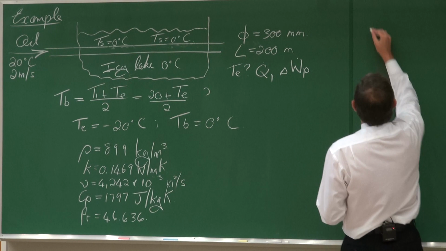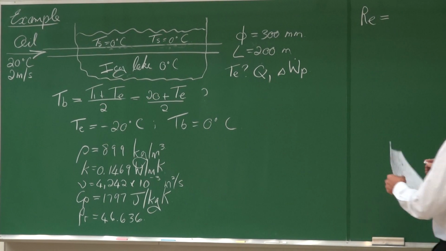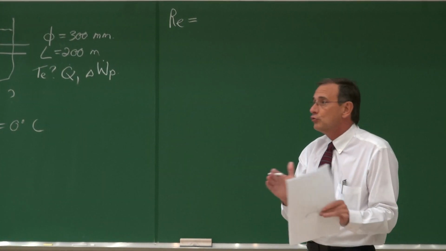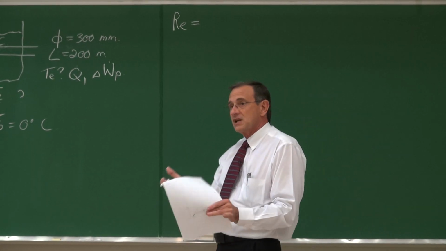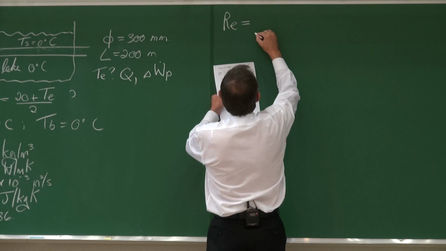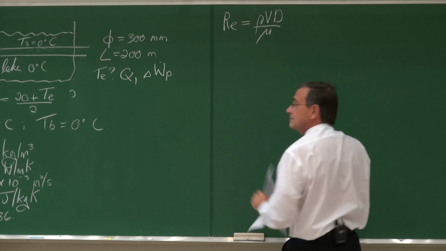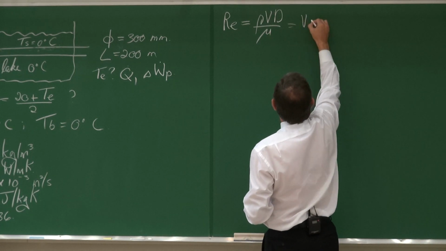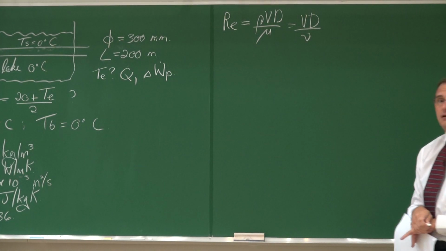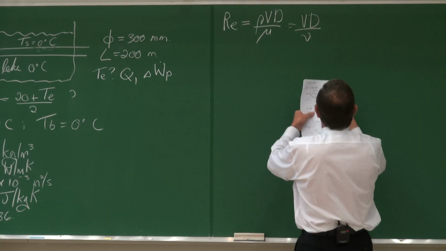Right, so let's start by calculating the Reynolds number. Why do we need the Reynolds number? So that we can know if the flow is going to be laminar or turbulent. That really helps us in getting the heat transfer coefficients. So the Reynolds number normally is equal to rho Vd divided by the dynamic viscosity, which is equal to the velocity multiplied by the diameter divided by the kinematic viscosity. And in this case, I've got the kinematic viscosity, so I can write it like that.